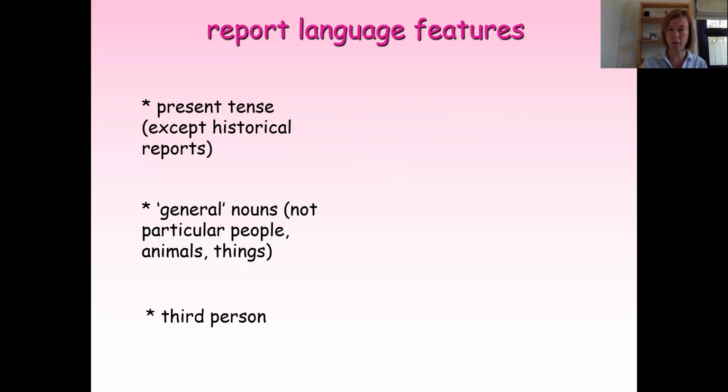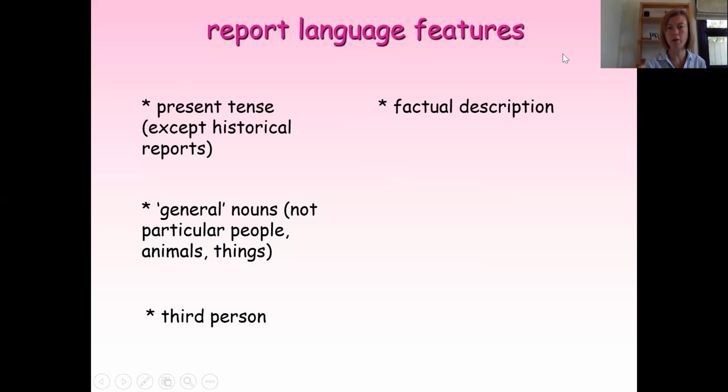We also write in the third person, and you should remember that we use words like he, she, it or they when we write in the third person. So when I write that down on my list of key features, I'm going to jot those words down, he, she, it or they, so I know exactly what I'm trying to include.